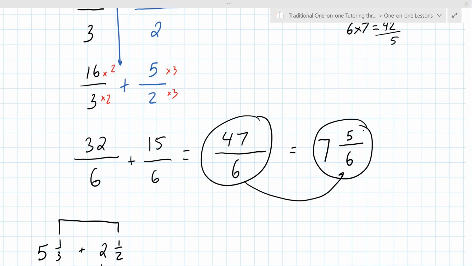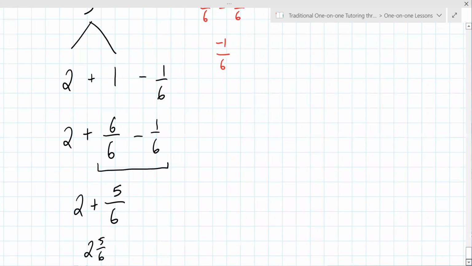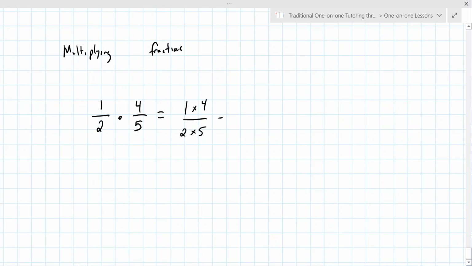All right. So the next type of problems we should look at are multiplying fractions and dividing fractions. These are taught at the end because they're pretty straightforward. Actually, I think I remember a little bit. You multiply the tops and you multiply the bottoms.